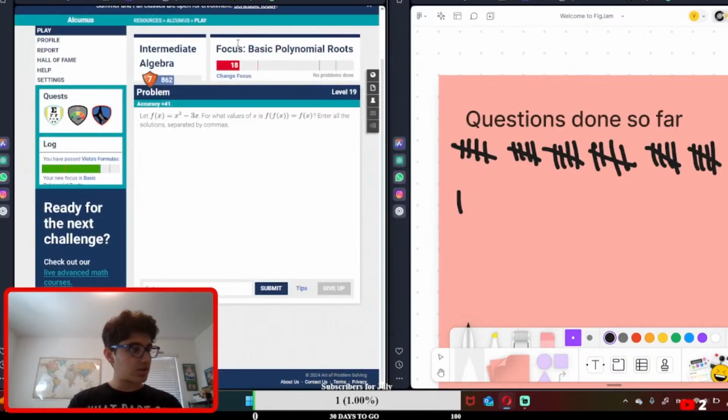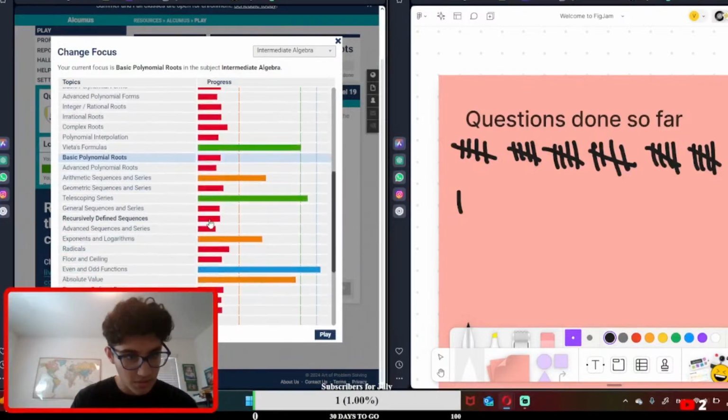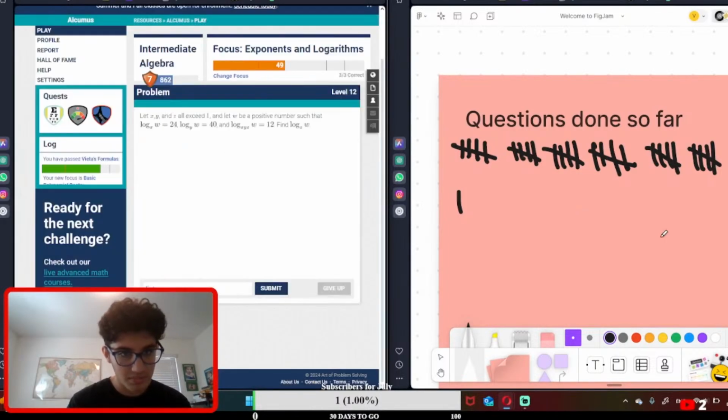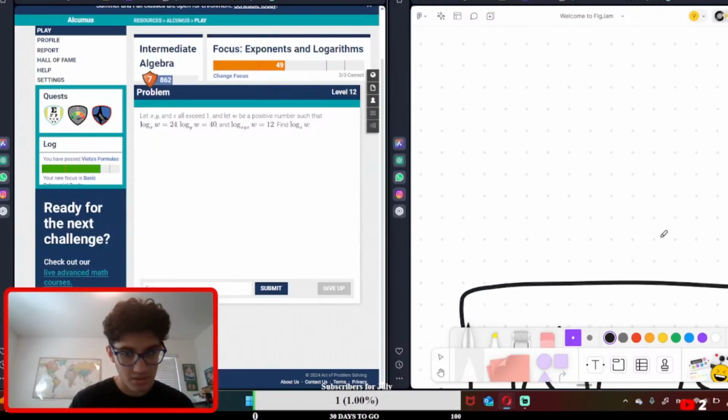Anyway, let's do something else that's not too bad. It should be fine. Basic polynomial roots. Let's skip this. Let's find another good one. Another one that shouldn't be too hard. Let's say exponents and logarithms. That should be good. Actually, this isn't looking good.